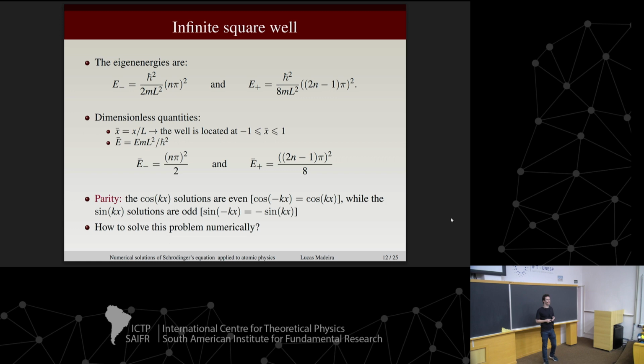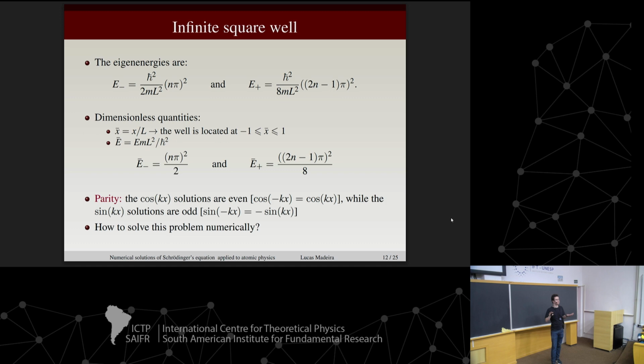And as I said, it's really important to notice the parity of the solutions. The cosines are even, because if I flip the sign here, it doesn't change anything. Whereas the sine ones are odd. If I flip the sign of the argument, I get an overall minus sign. So far, so good?